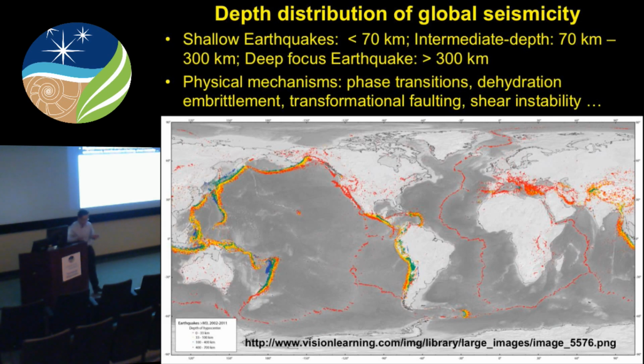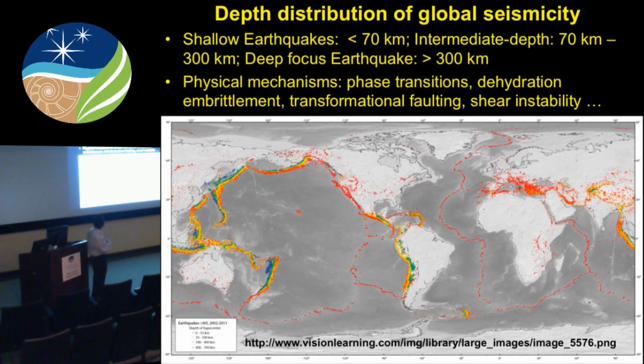So the first topic, the first story I will tell, is to look at intermediate depth earthquakes. This is a map of global seismicity in the last 10 years, color-coded by depth. As most of you know, earthquakes normally occur in the brittle portion of the crust, so mostly at a few tens of kilometers depth. But of course, occasionally we also get some deep earthquakes.